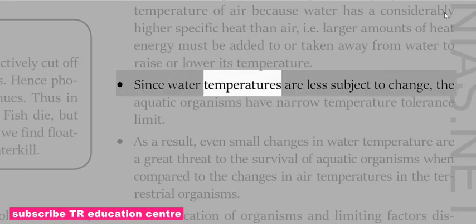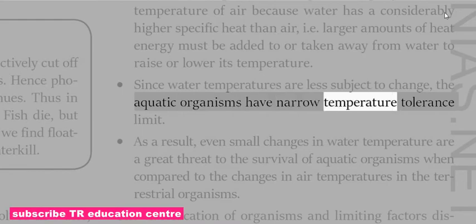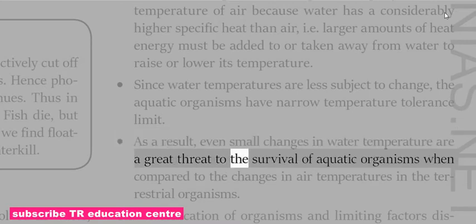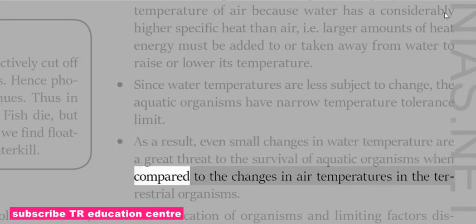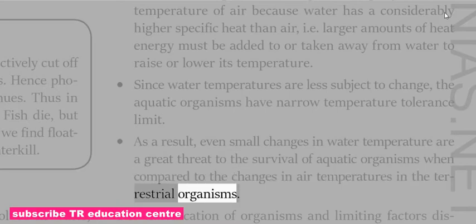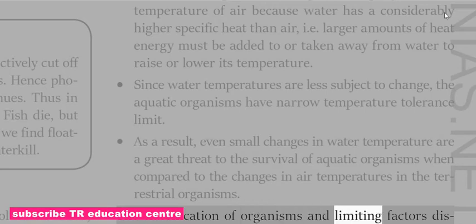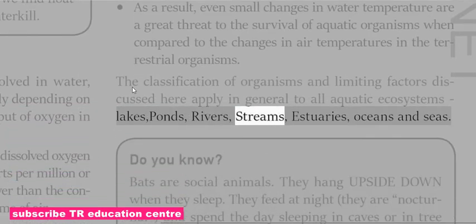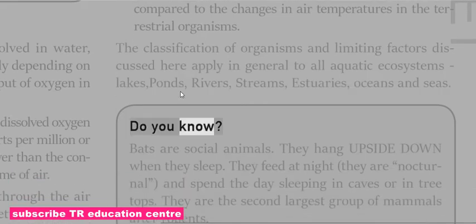Since water temperatures are less subject to change, the aquatic organisms have a narrow temperature tolerance limit. As a result, even small changes in water temperature are a great threat to the survival of aquatic organisms when compared to the changes in air temperatures in the terrestrial organisms. The classification of organisms and limiting factors discussed here apply in general to all aquatic ecosystems: lakes, ponds, rivers, streams, estuaries, oceans and seas.